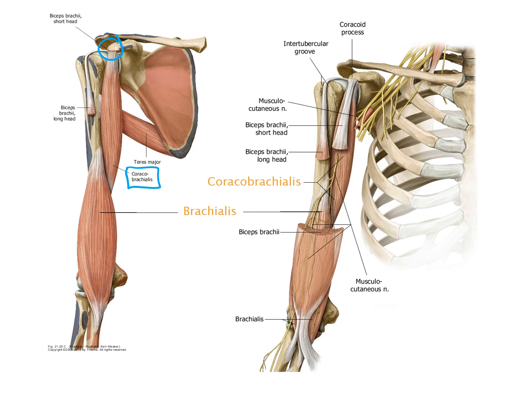The coracobrachialis muscle happens to be an important landmark for locating the musculocutaneous nerve, shown here. Notice how the musculocutaneous nerve exits directly through and pierces the muscle belly of the coracobrachialis muscle. And again, the musculocutaneous nerve will be responsible for innervating the coracobrachialis, the brachialis, and the biceps brachii, all three muscles of the flexor compartment of the arm.